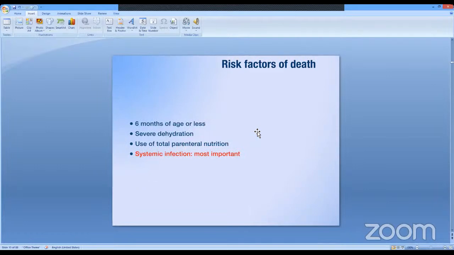So, risk factors for death. Age of 6 months or less is a risk factor for death. Severe dehydration is also a risk factor. Use of total parenteral nutrition. Systemic infection, most important. Systemic infection is the most important because a child less than 6 months may have sepsis. If we don't recognize this sepsis, we concentrate on managing diarrhea. Ultimately, the patient will die because of the sepsis.